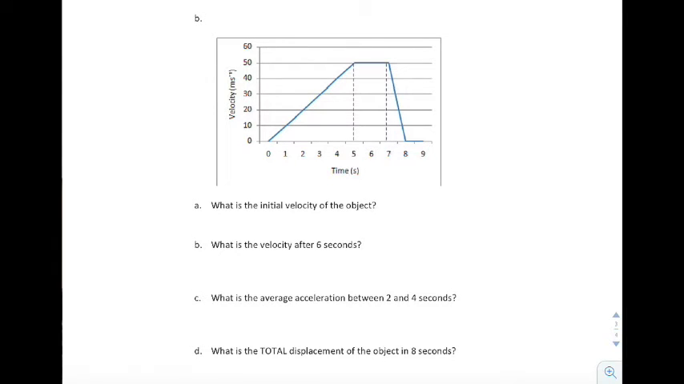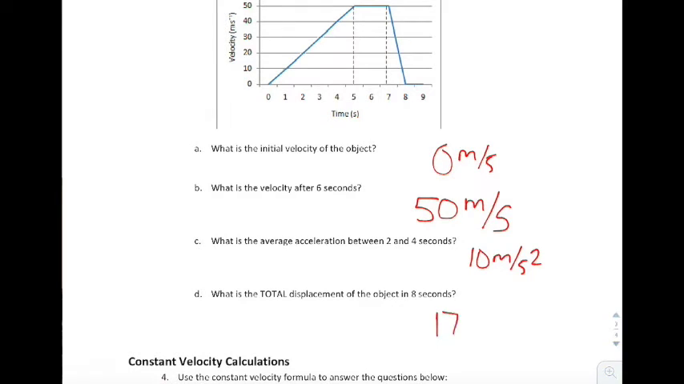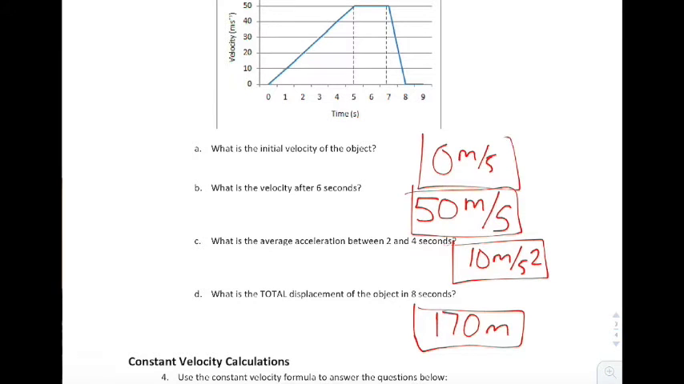Okay, for this one, it's going to be up to you to get these answers. So you should be able to figure out that the initial velocity was 0. You should be able to figure out the velocity after 6 seconds was approximately 50 meters per second. That the average acceleration between 2 and 4 seconds was 10 meters per second squared. And you should be able to figure out that the total displacement after 8 seconds is 170 meters. Now, if you can't get these answers or if you have questions about them, please make sure that you see your instructor before you do your independent practice.